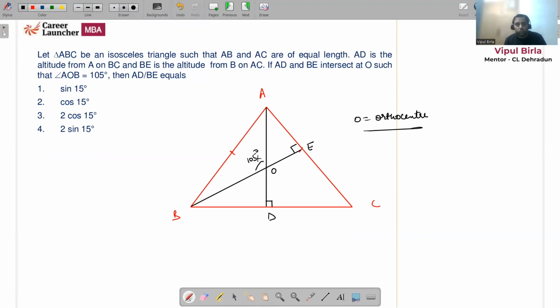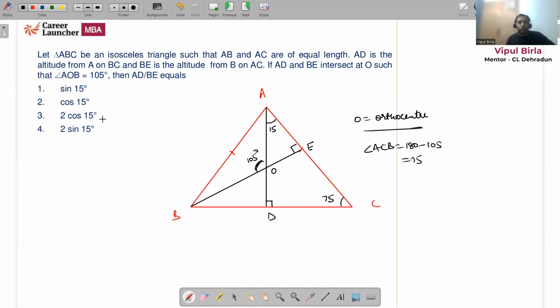And since O is the orthocenter, we know that angle AOB and angle C are supplementary to each other, because in the case of a triangle with an orthocenter there's a relation. So therefore I end up getting that angle ACB is equal to 180 minus 105, which is 75. If this is 75, this angle will be 15. Now we're supposed to identify the relation between these.